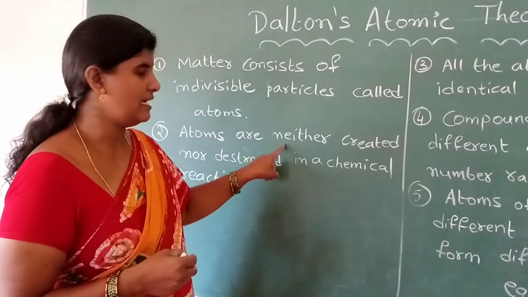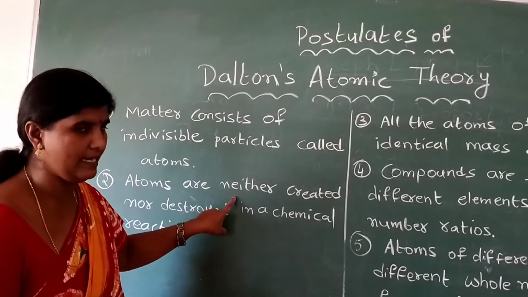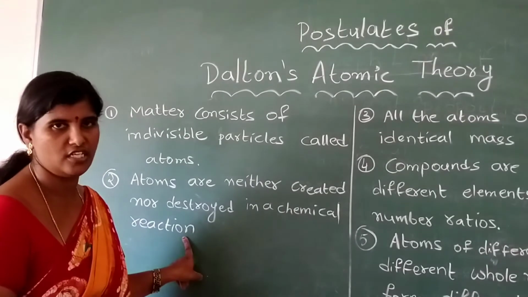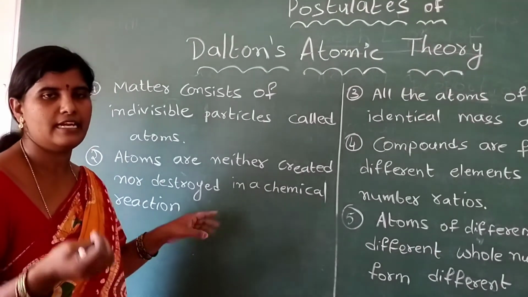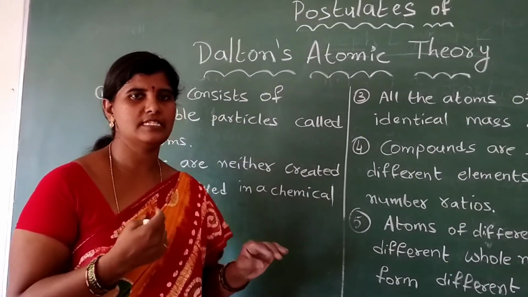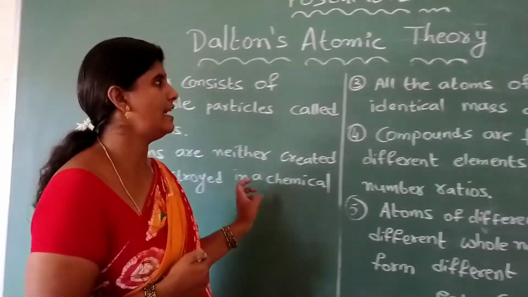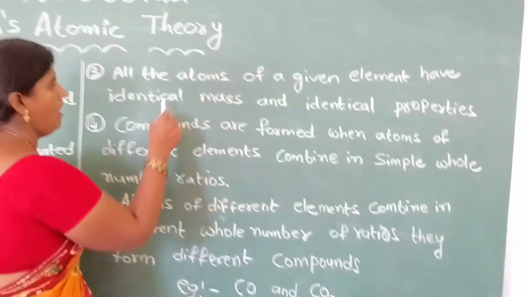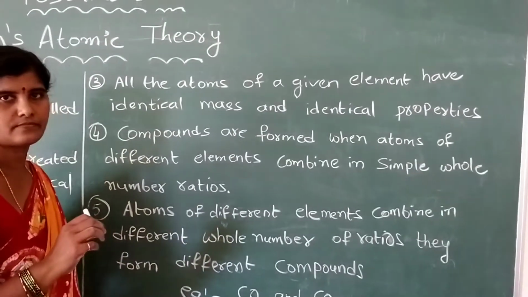Okay, this is what we learn now. Atoms are neither created nor destroyed in a chemical reaction. No matter is created and no matter is destroyed. That is balancing of the matter. This is called the law of conservation of mass. And the third point: all the atoms of a given element have identical mass and identical properties.